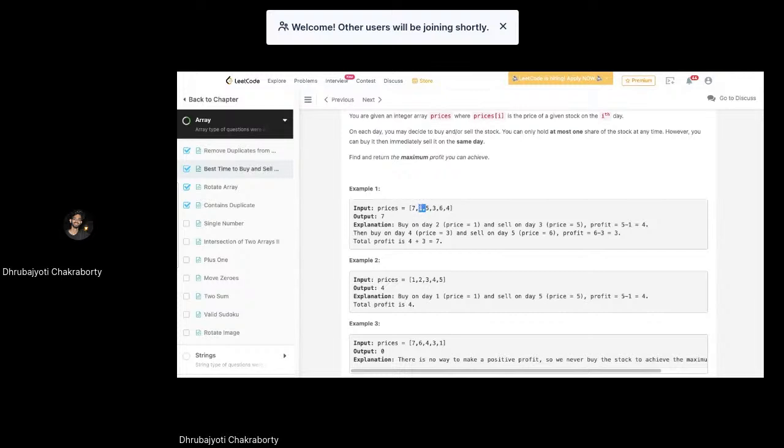So in the first situation I make a profit of 4, and the second situation I make a profit of 3. And if I create a sum of it, I get the answer as 7, right? So that's the basic explanation of the test case 1.